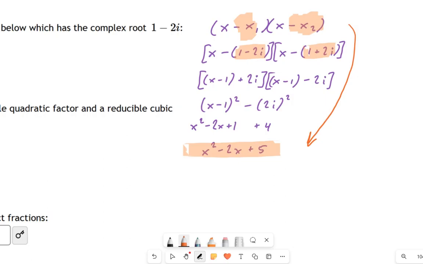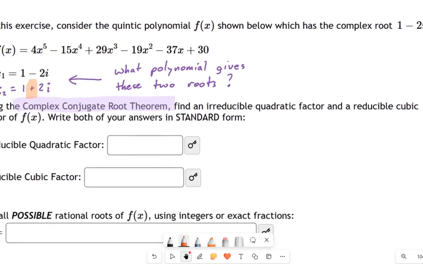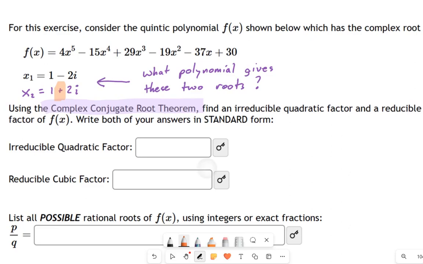Now that, of course, is not the answer to the whole problem, but that is the irreducible quadratic factor right here. Okay, so that's my x squared minus 2x plus 5. That's how you find it. Feel free in this video to pause in certain places and look through that algebra until you understand what's going on. This has to be kept to 5 minutes, but there's a lot more than 5 minutes of work here.